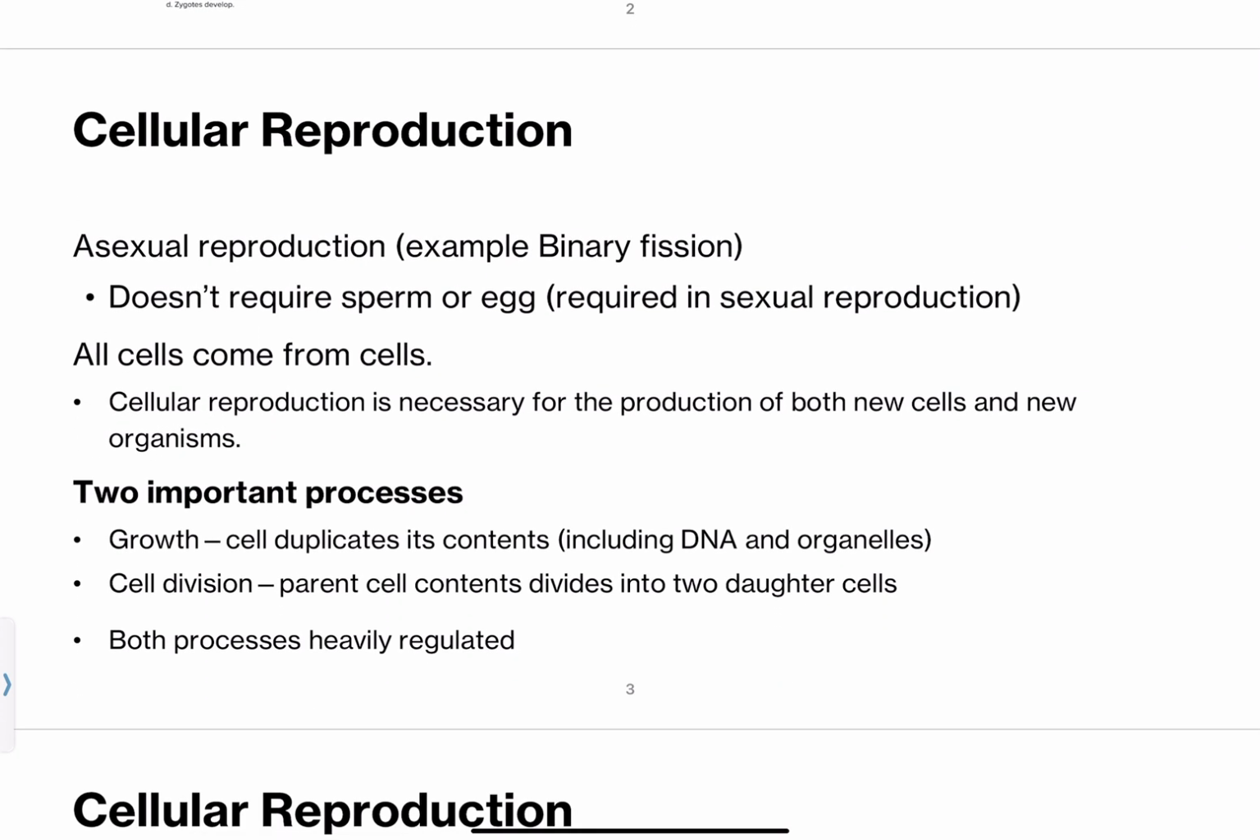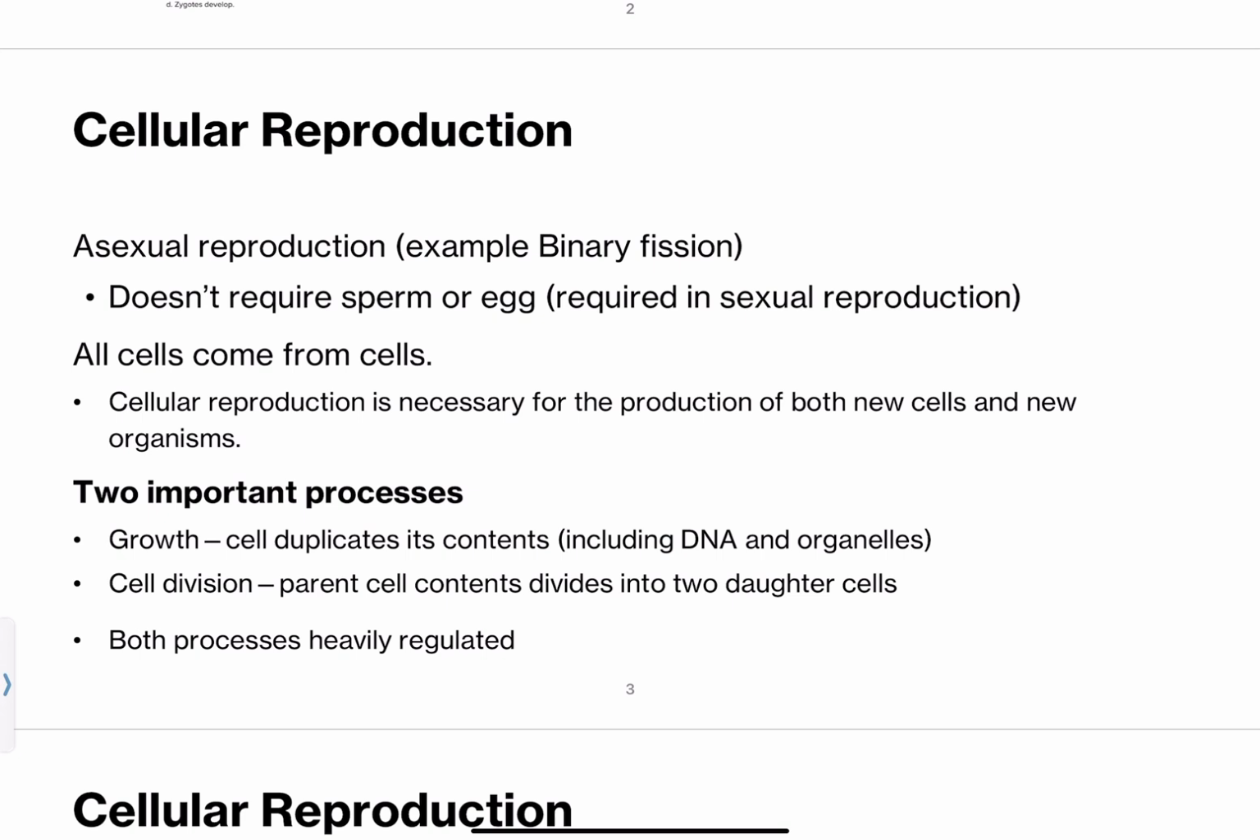There are two main types of cellular reproduction. You can either have asexual or sexual reproduction. In asexual reproduction, similar to binary fission, a single cell makes a copy of itself, but without needing sperm or egg. That's very different from sexual reproduction, which does require the fusion of those specialized cells. Regardless of the type, all cells come from pre-existing cells, and that is the key part of the cell theory. So cellular reproduction is essential, not just for creating new cells, but also for creating new individuals.